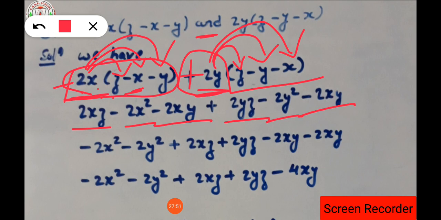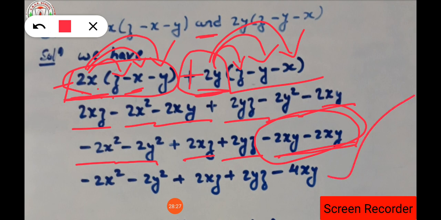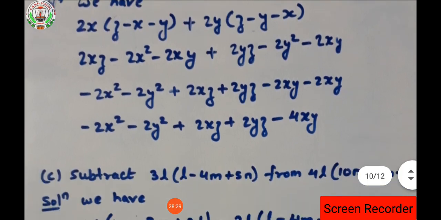We have to arrange the terms in order. So minus 2x square, minus 2y square, then after that, is there a z square? No, there is no z square, so we arrange the remaining terms. So 2xz plus 2yz minus 2xy minus 2xy. Here two terms are like terms, so we are going to make the pair and add. So minus and minus will become plus, so 2 plus 2 is 4. So minus 4xy will come in the answer. Clear? So here is the solution.